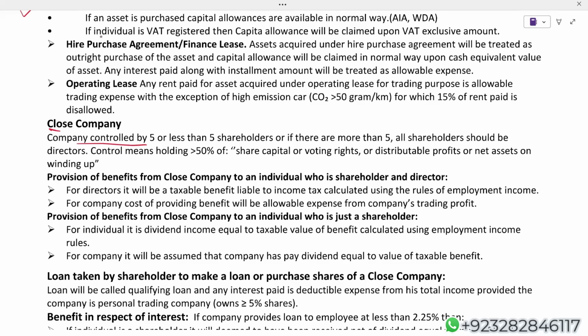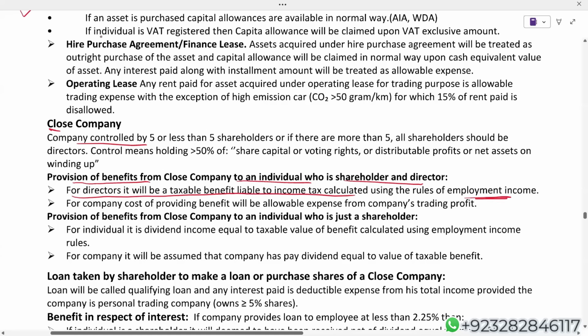The rule which we need to know is: if I'm a shareholder and an employee of a closed company and I'm getting a benefit from the company, how will I pay the tax? Provision of the benefit from a closed company to an individual who is a shareholder and a director, meaning an employee, is a taxable benefit for directors, liable to income tax calculated using the normal rules of employment income.